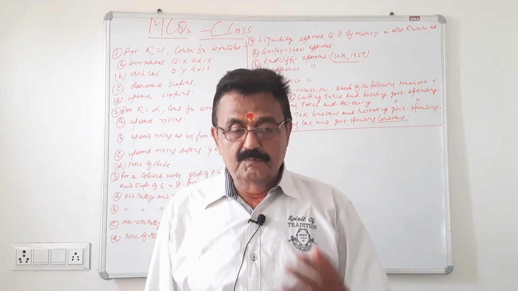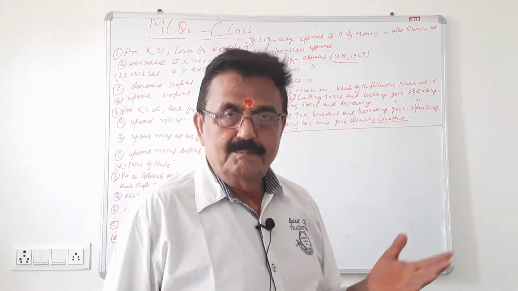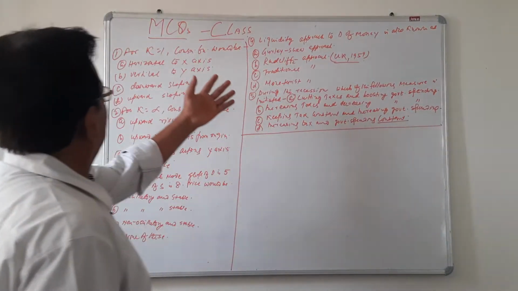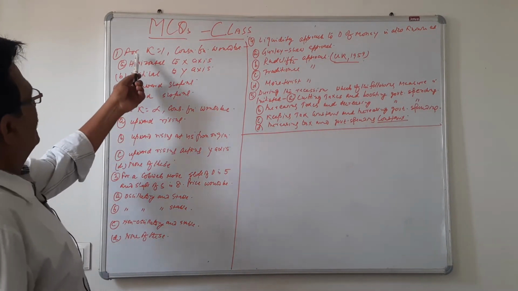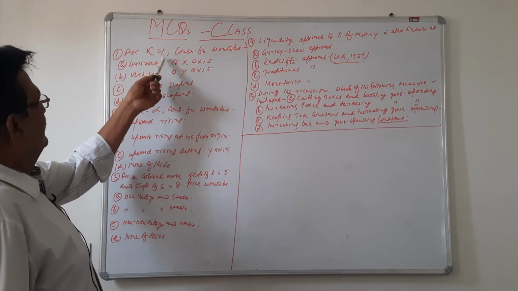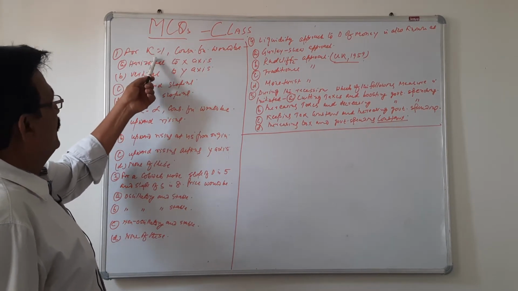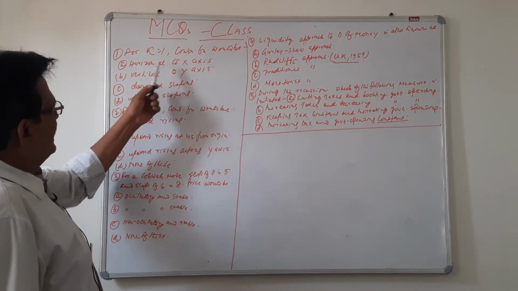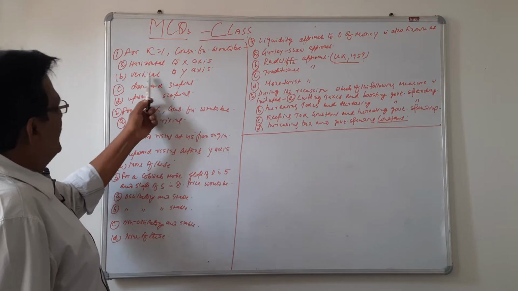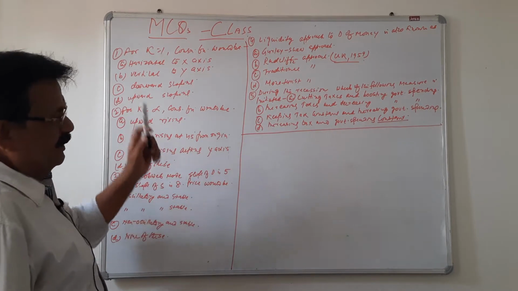Once again, I am here with a few MCQs, and let me start. This is very interesting. First two questions: for the multiplier to be 1, because K is the investment multiplier, the consumption function would be horizontal to the x-axis, vertical to the y-axis, downward sloping, or upward sloping.